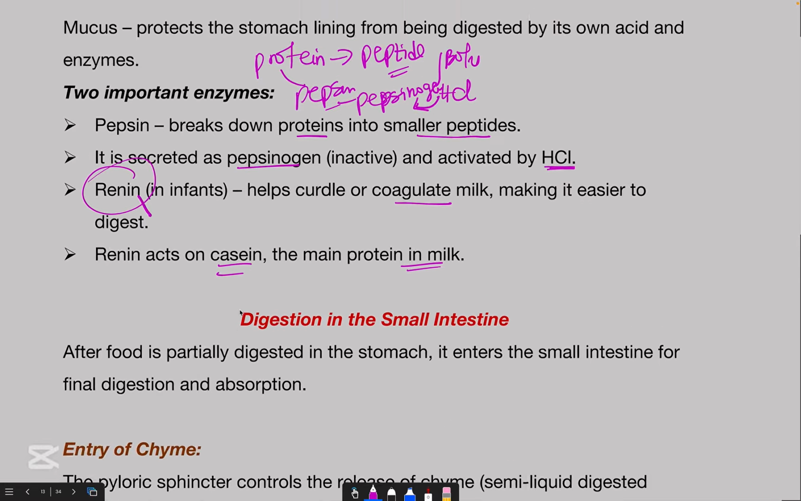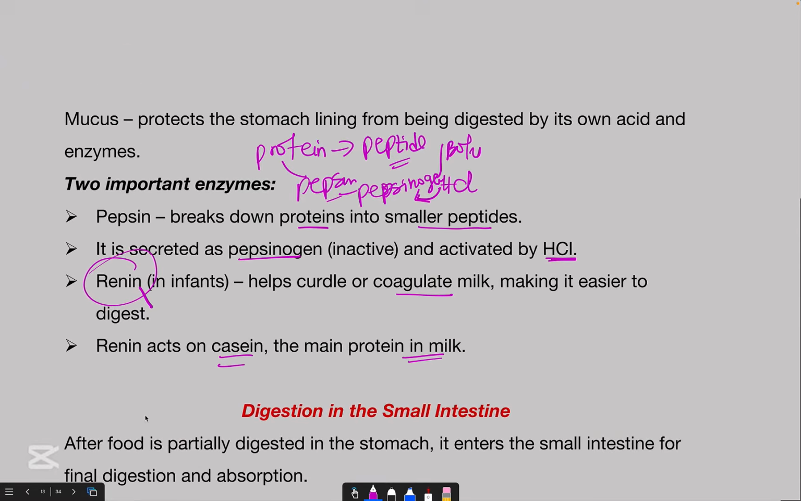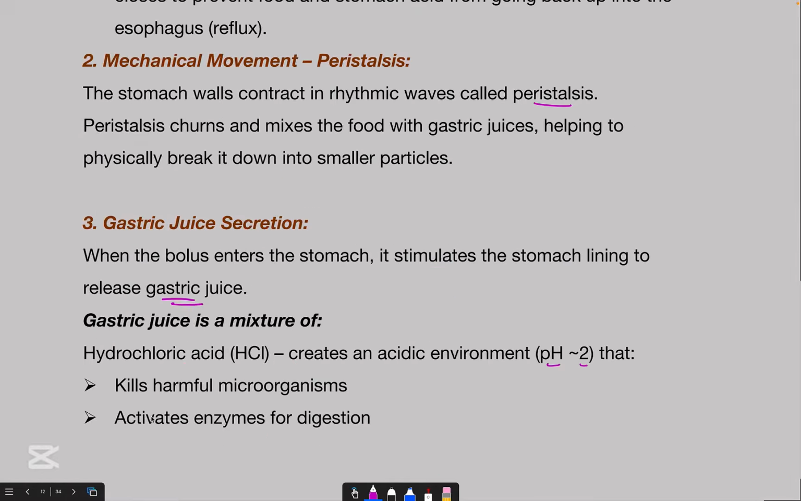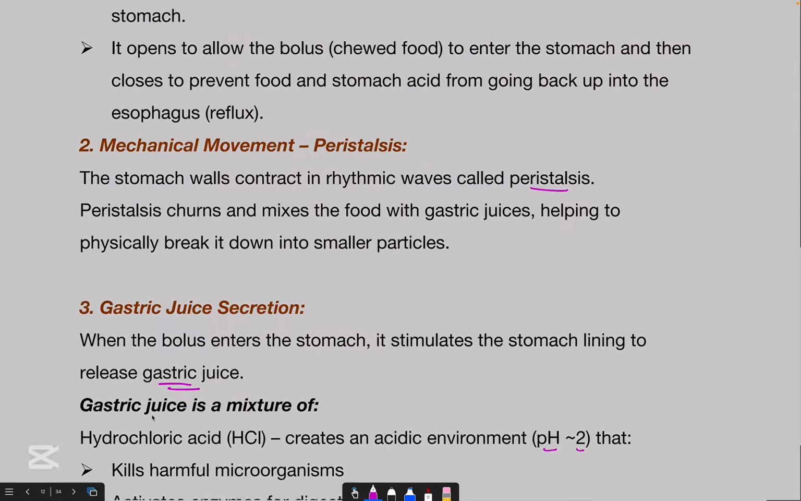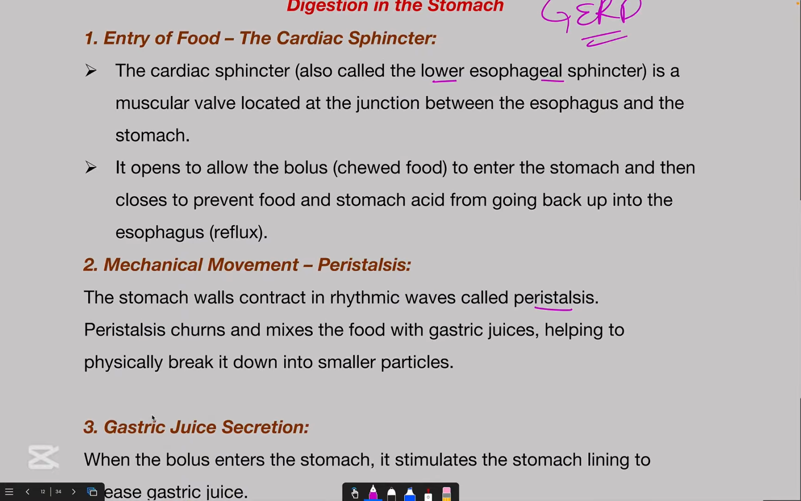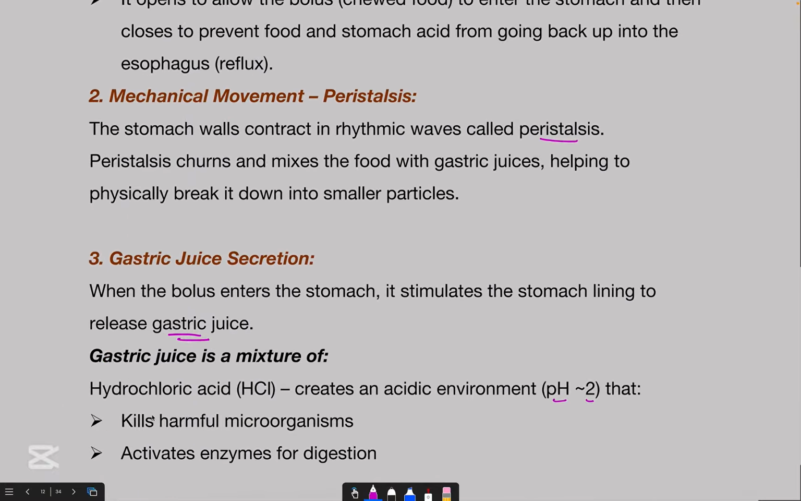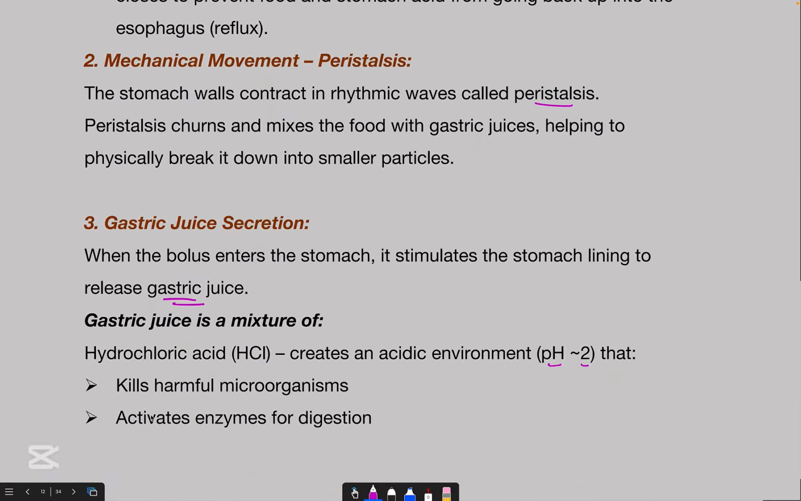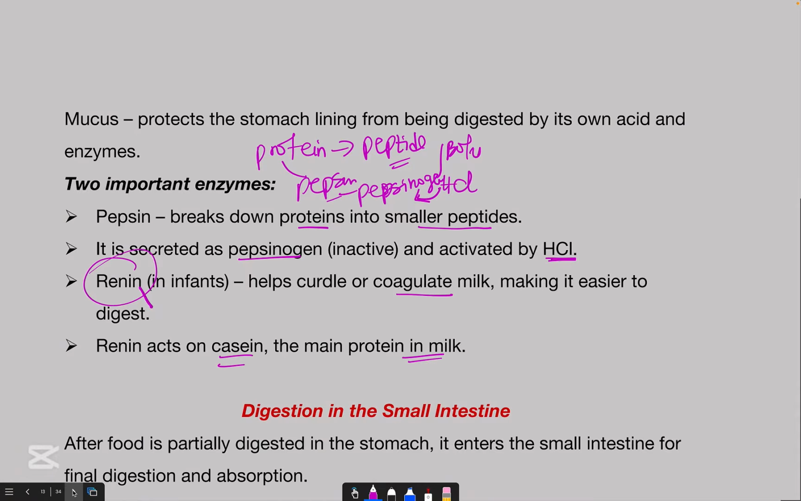So that is the activity that takes place in the stomach. We said in the stomach, there is mechanical activity, peristalsis, then the chemical activity, where you have gastric juice secretion and then the actions of enzymes such as pepsin and renin.